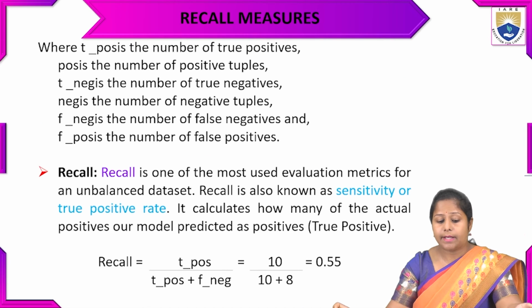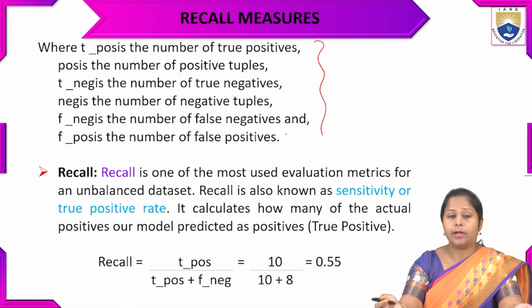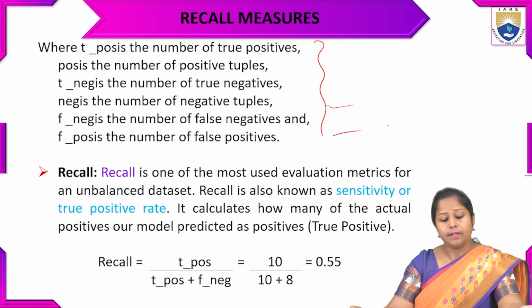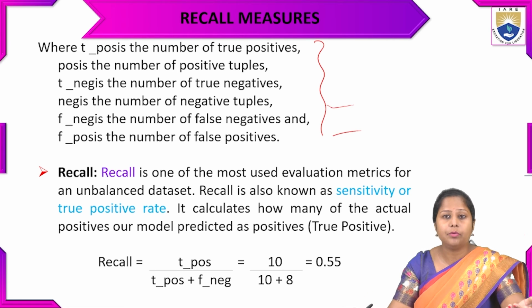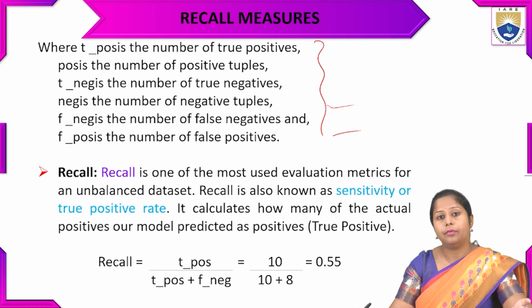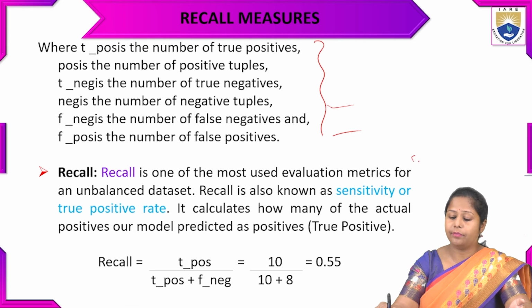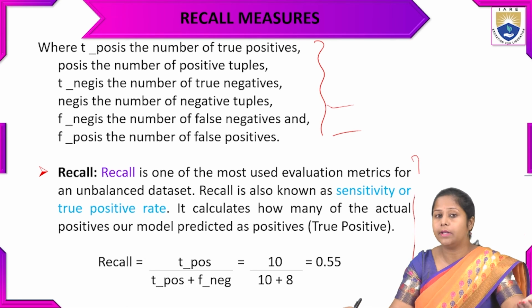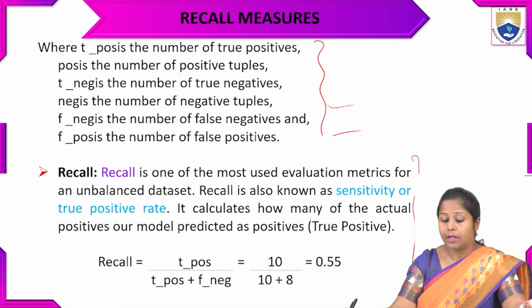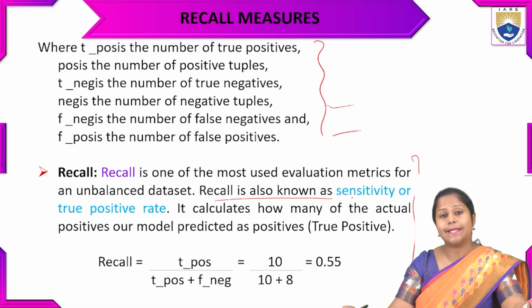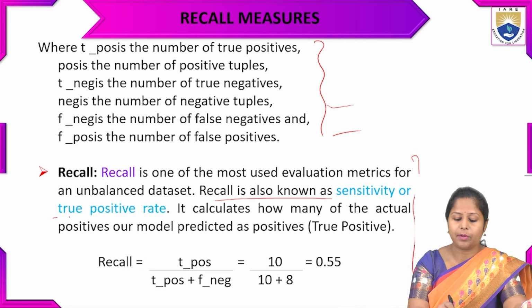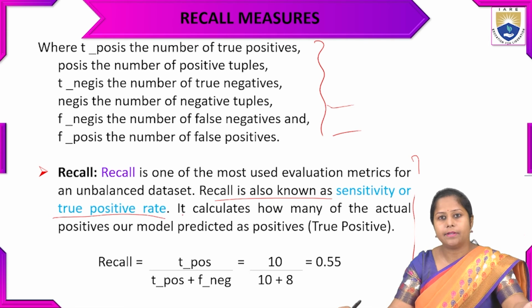Recall. I have already told you about these abbreviations. Recall is one of the most used evaluation matrices for unbalanced data sets. When the data set is unbalanced, then the recall is used. Otherwise, we use the precision. Recall is also known as sensitivity, or the true positive rate.